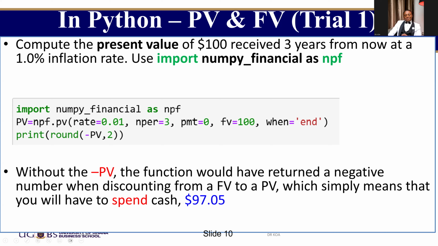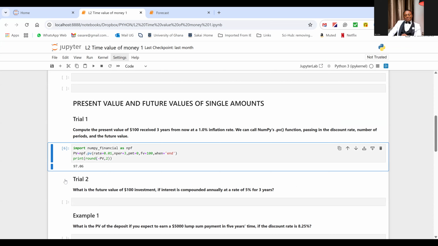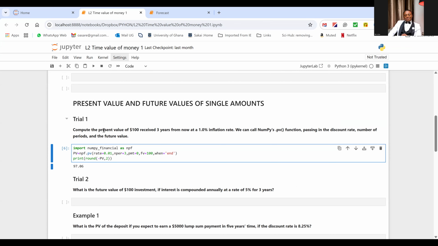So the function would have returned a negative number, if you do the discounting from the future value to the present value, which simply means that you have to spend cash, of that 95. So by putting the negative in front, you are able to help yourself to get the value. Let me just write this and then run it. So that is 97.06. If you remove the negative, it will become negative 97.06.